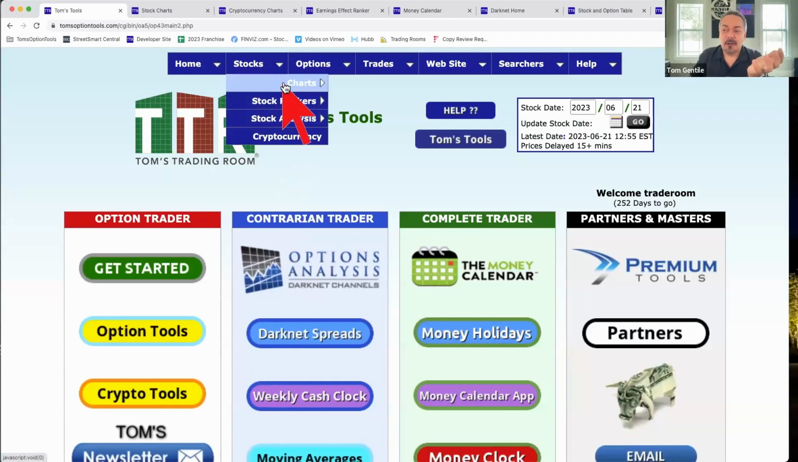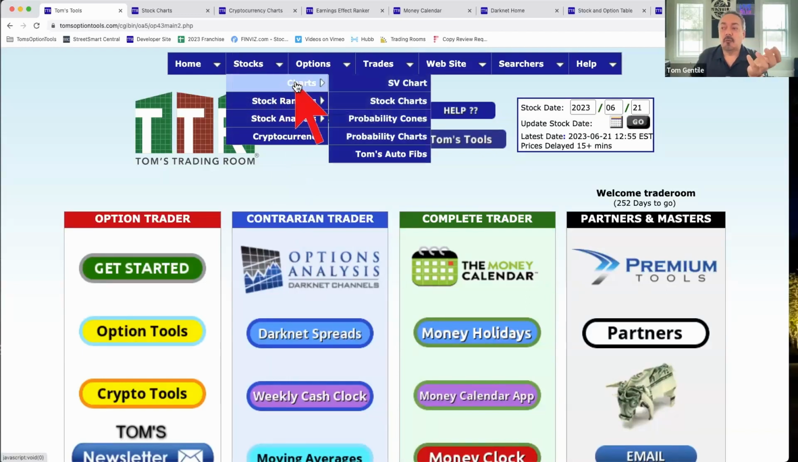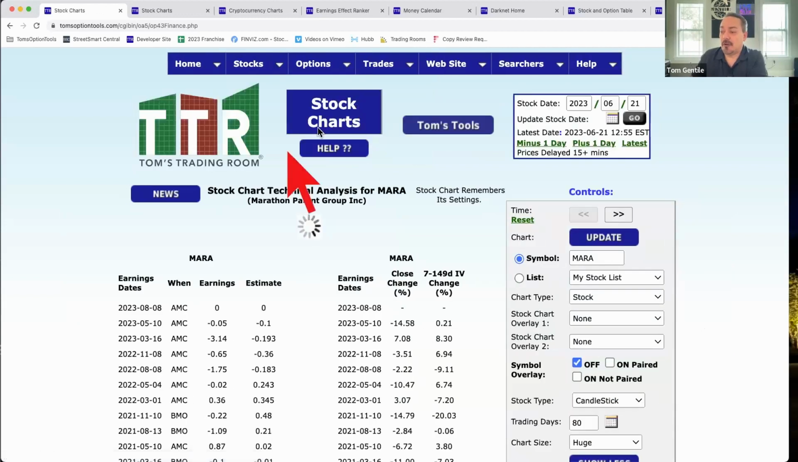And you don't have to do this every day, but I'll do this every week. So we have in our charting, we can look at statistical volatility charts. We can look at stock charts. I also look at probability cones and charts as well. And so I want to show you just a few of these. So let's pop in the stock charts right now.